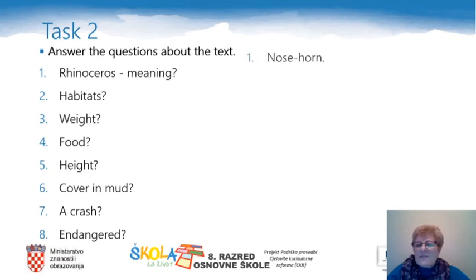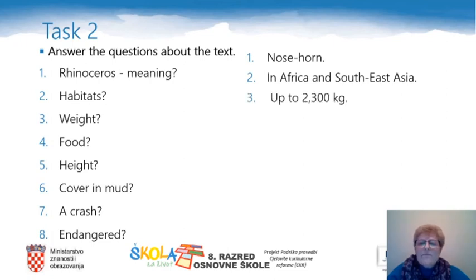Here are the answers. Rhinoceros means nose horn. They live in Africa and Southeast Asia. They can weigh up to 2,300 kilograms. They eat mostly leaves and grass.